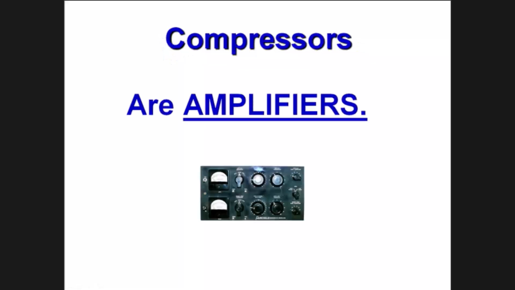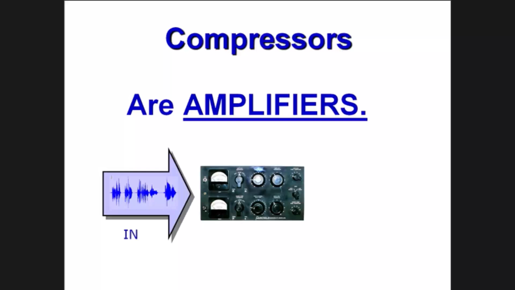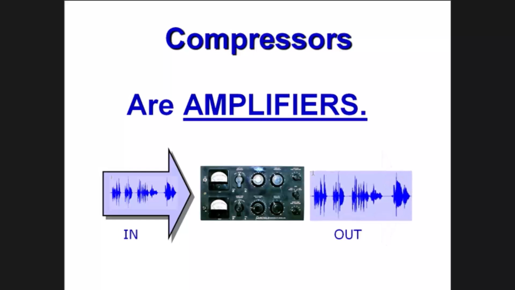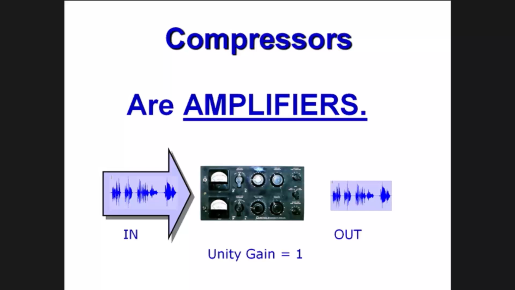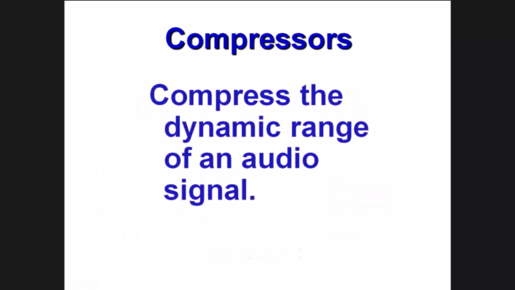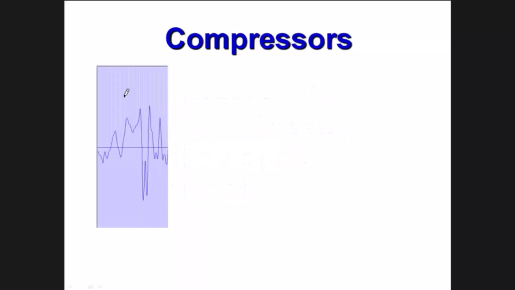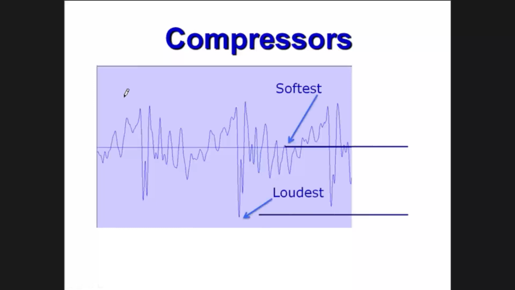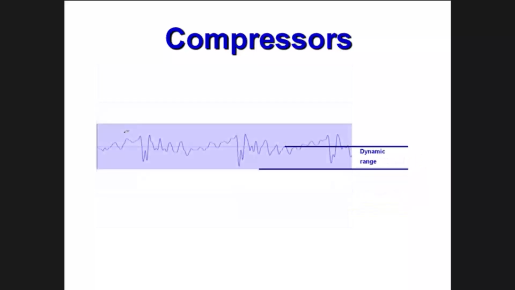Compressors are amplifiers. That means they take an audio signal coming in and they produce an audio signal coming out. Now, the audio signal coming out can either be increased or decreased, or it can stay the same, what is called unity gain, or a gain factor of 1. Compressors, in addition to amplifying, compress the dynamic range of an audio signal. If you remember, the dynamic range is the range between the softest signal and the loudest signal. Compressors reduce dynamic range.